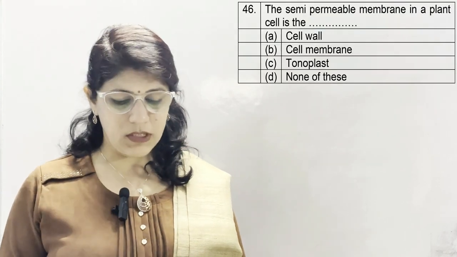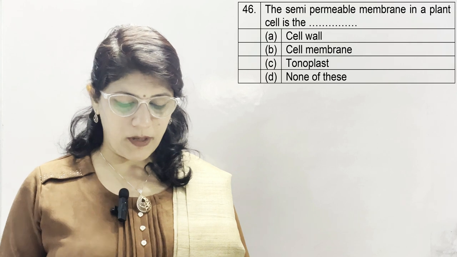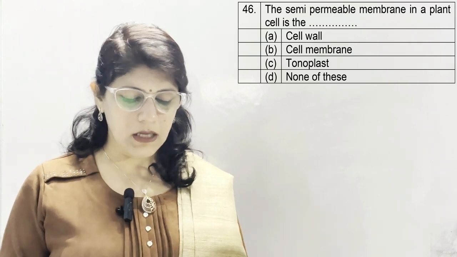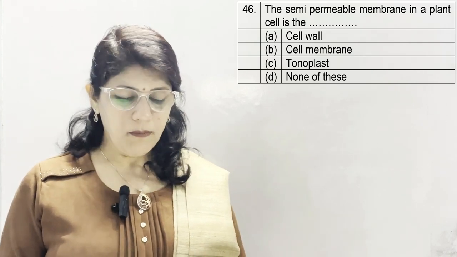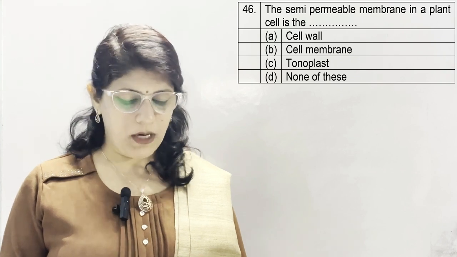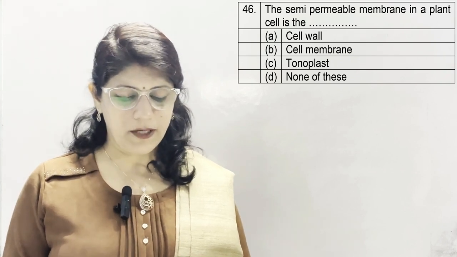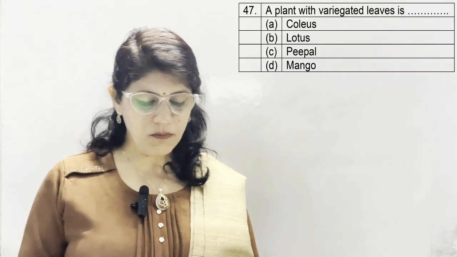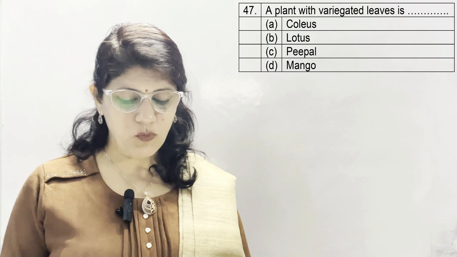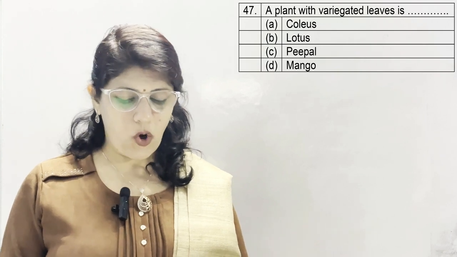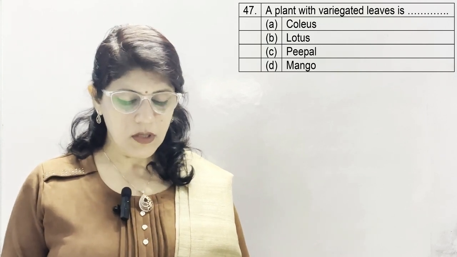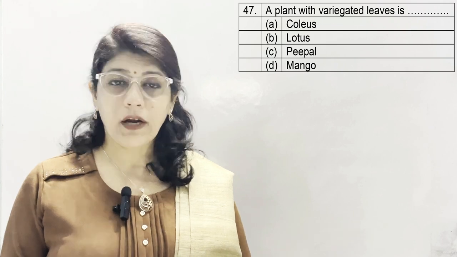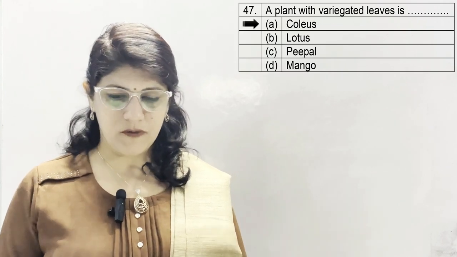In question number 46, the semi-permeable membrane in a plant cell is the A option cell wall, B cell membrane, C tonoplast and D none of these, and the correct option is B, cell membrane. Question number 47. A plant with variegated leaves is A option coleus, B lotus, C papaya and D mango. Correct option is A, which is coleus.